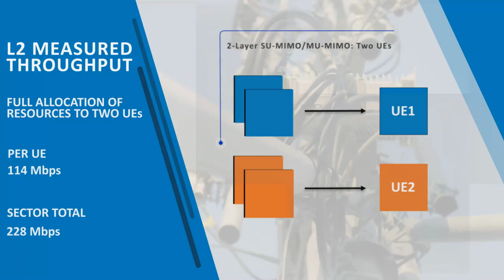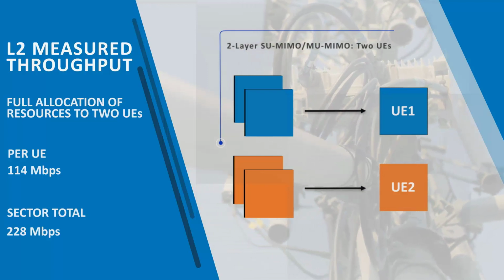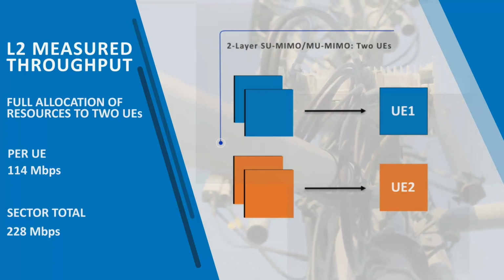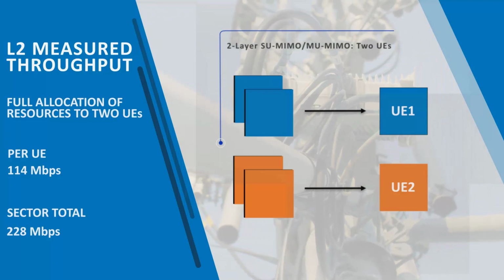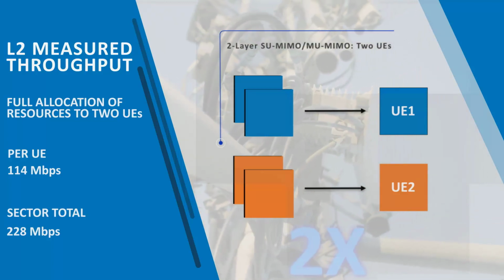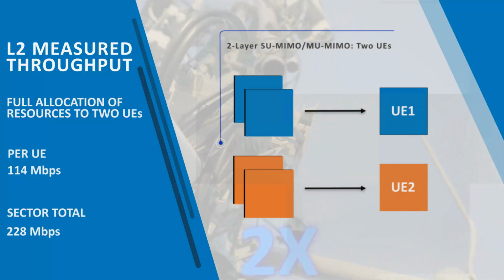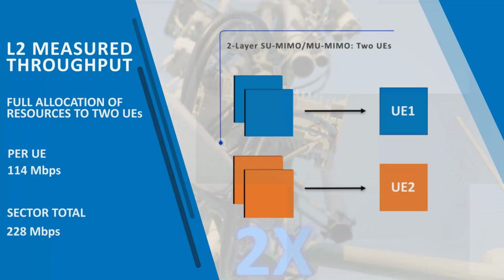This shows that the spectral reuse enabled by Cohere software and MU-MIMO with mobile UEs has increased the sector capacity from 114 megabits per second to 228 megabits per second. We have demonstrated the capability of double cell throughput by enabling spectral reuse to two UEs moving in a sector with a 4T4R antenna.